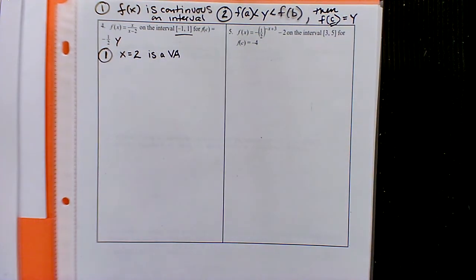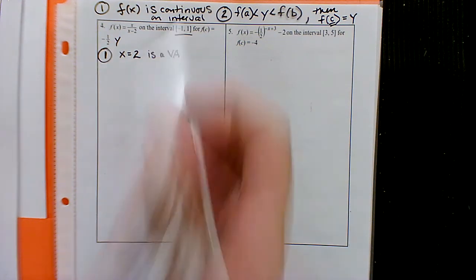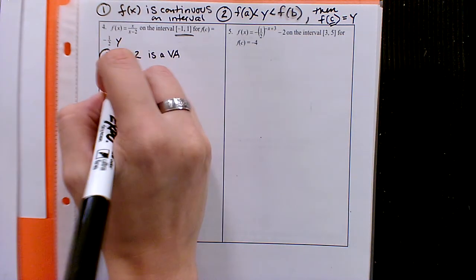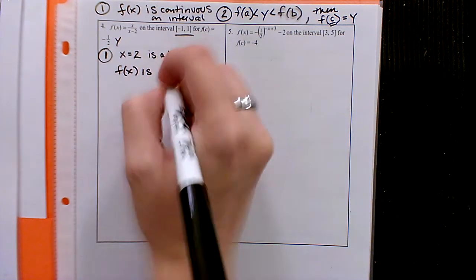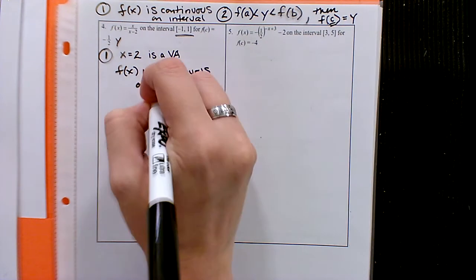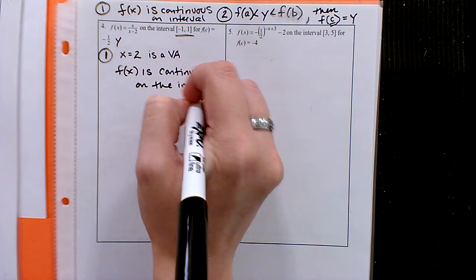So even though there is an issue, there is a vertical asymptote, it's not an issue for us because we're only focusing on that interval. So we can say f of x is continuous on the interval.